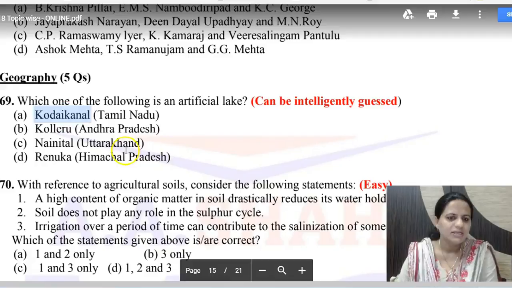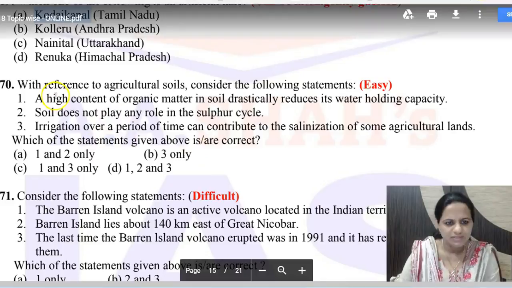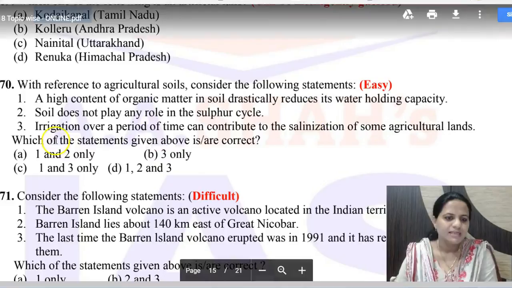Then next is regarding agricultural soils. So again, if you have done geography, the static portion of soils, you will easily be able to solve this question. It's a very easy question. High content of organic matter in soil drastically reduces its water holding capacity. Rather, it is reverse. It increases. So one statement is incorrect. Second statement, soil does not play any role in the sulfur cycle. Of course, this is again incorrect. So one is incorrect, two is incorrect. So the correct answer is 3 only.